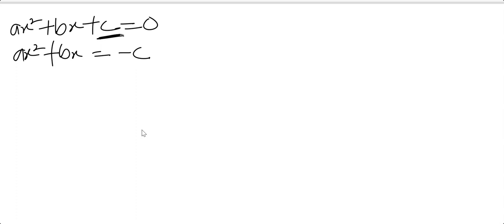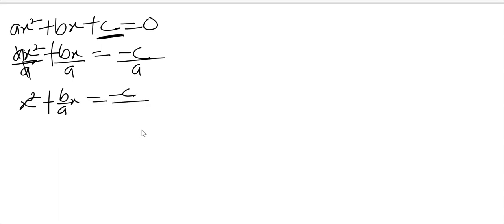Having done this, the next stage is to divide each term on both sides of this equation by the coefficient of x squared. From here, the coefficient of x squared is a. So simply divide each term on both sides of this equation by a. I'm going to divide ax squared by a, bx by a, and minus c by a also. When we simplify this, a cancels out a, so we have x squared plus bx over a, and you write this like this, is equal to minus c upon a.